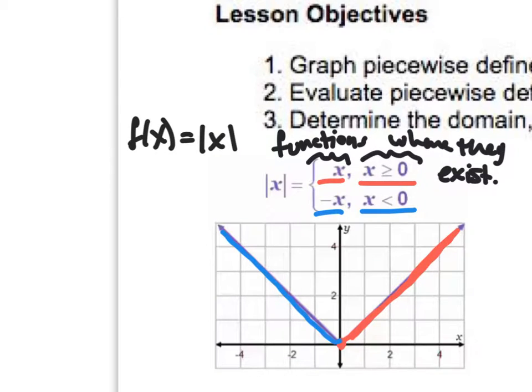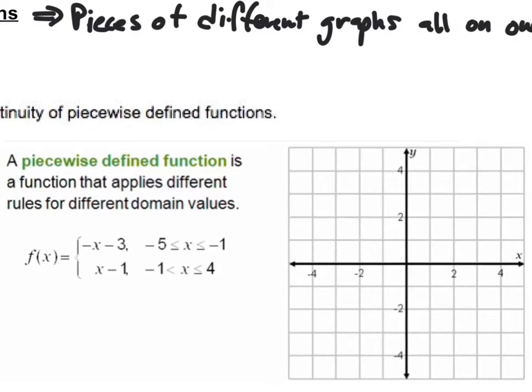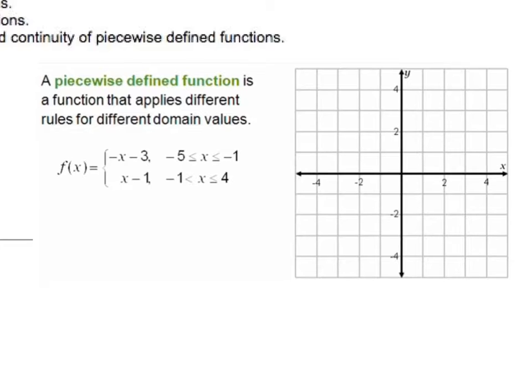All right, let's take a look at another one, a piecewise defined function. A piecewise defined function is a function that applies different rules for different domain values. In layman's terms, graph it where it exists. Let's take a look at this first one. I have the equation negative x minus 3, and that function exists between negative 5 and negative 1.